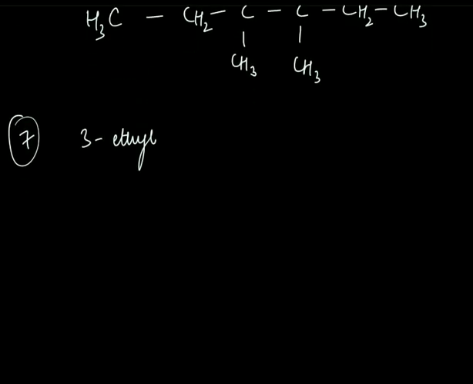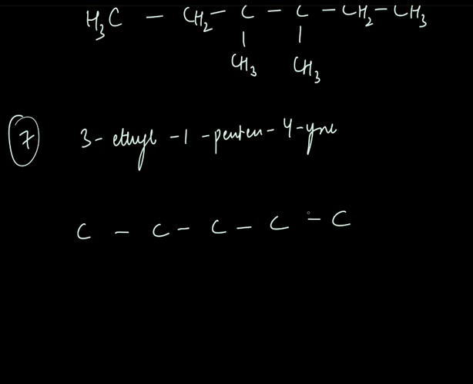3-ethyl-1-penten-4-yne. So I've told you in the previous classes also that when it comes to double and triple bond together, alphabetically E comes first and Y comes later, and so does the numbering also. So we will make 5 carbons, 1, 2, 3, 4, 5. So we have a double bond on the first carbon and we have a triple bond on the fourth carbon.